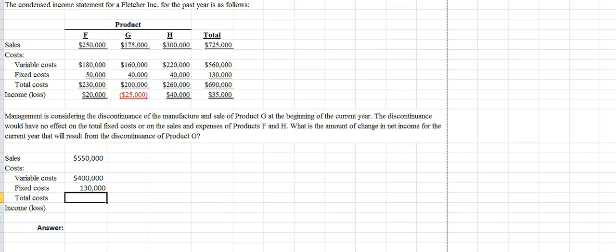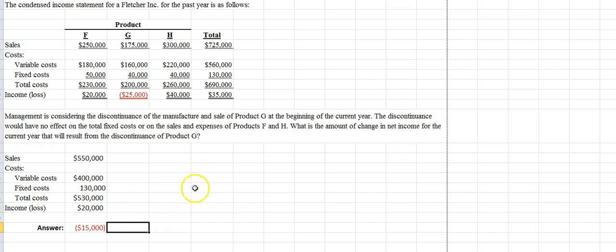Okay? Which means that my total cost is $530,000, and my net income is going to be equal to $550,000 minus $530,000, which is $20,000, right? So I actually lowered my income by eliminating product G, from $35,000 to $20,000. It says, what is the amount of change in net income? Well, the amount of change in net income is a reduction of $15,000. Well, that's not good, right? You don't want to eliminate product G in this case.